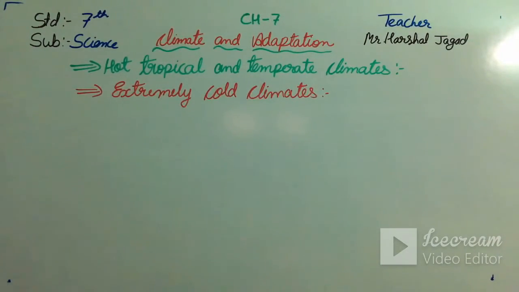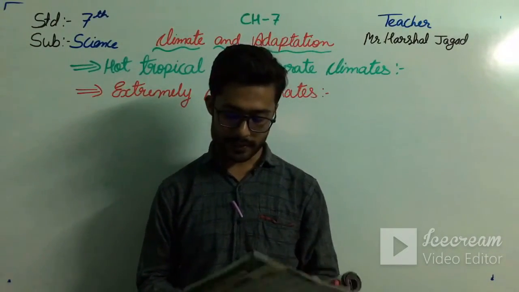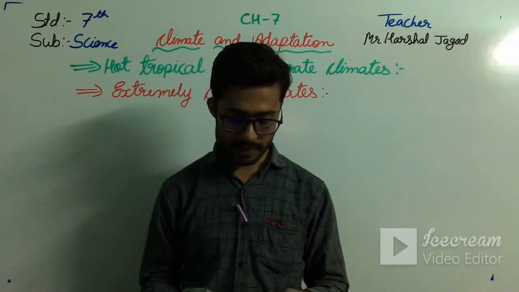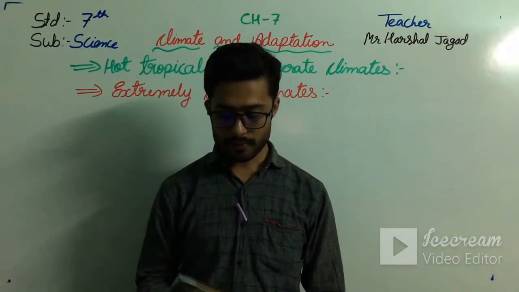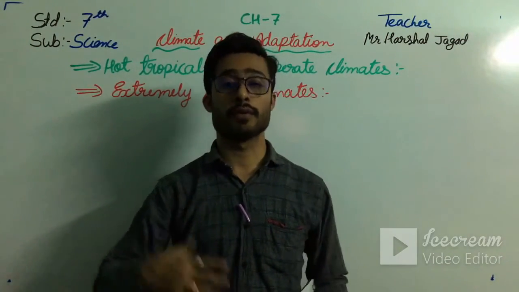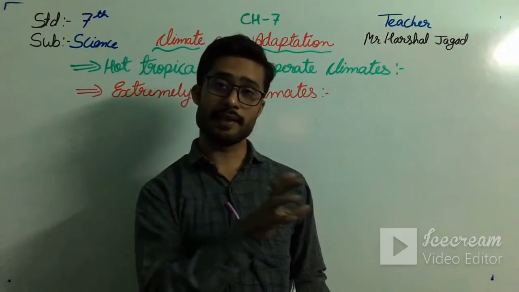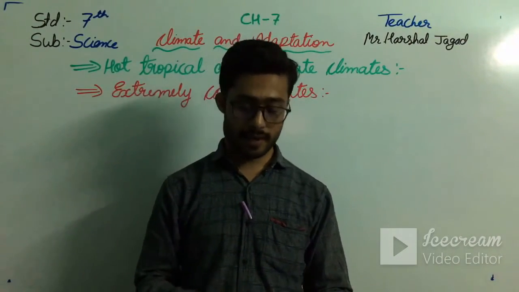Okay, let us read the topic here. Extremely cold climates. Animals that live in cold areas usually need to keep themselves warm. Most of the animals have a fat deposit inside their body or a thick coat of fur to keep their bodies warm. The fur means the hairy-like structure, which we see in the sheep. So that keeps their body warm.